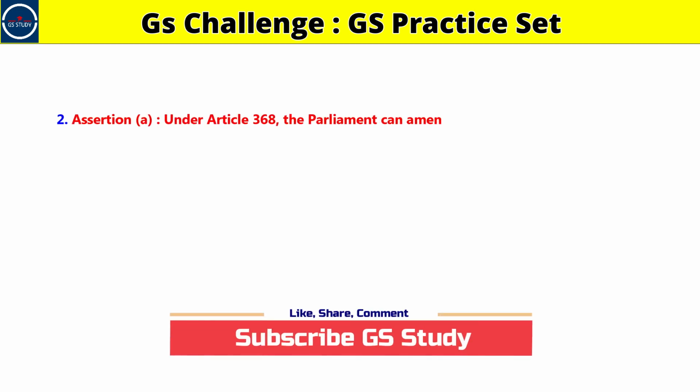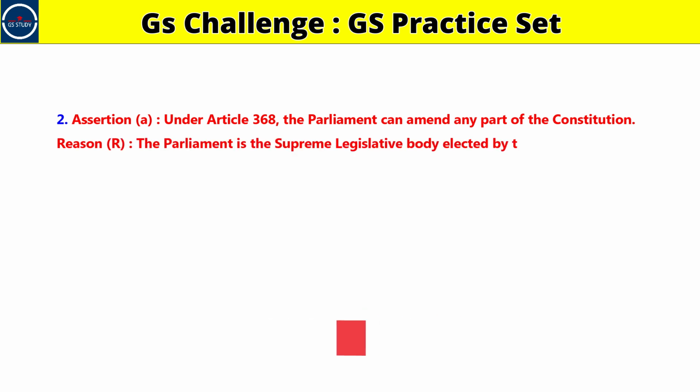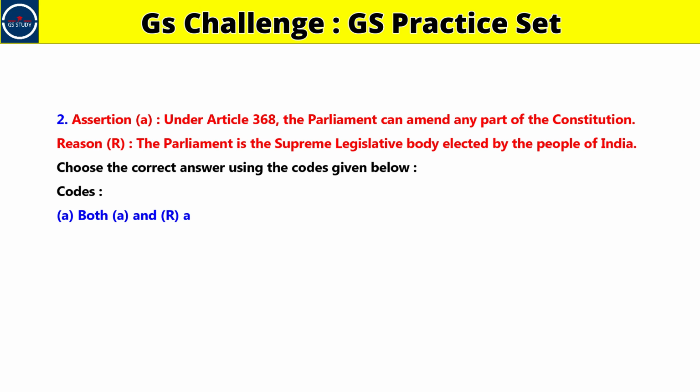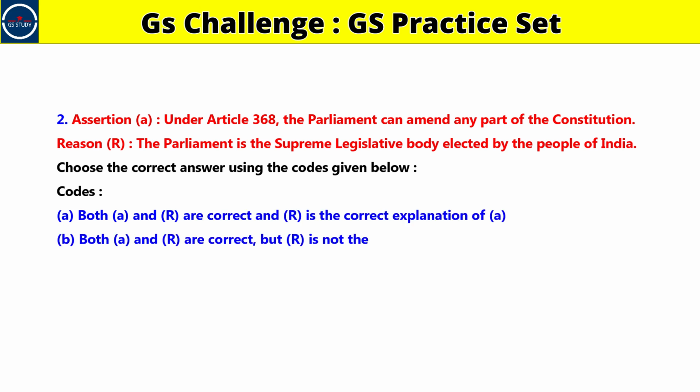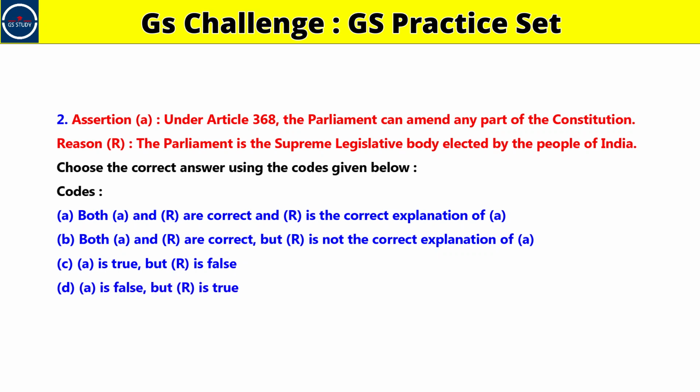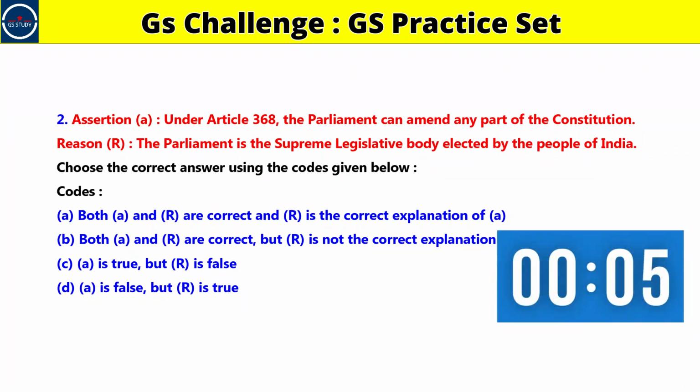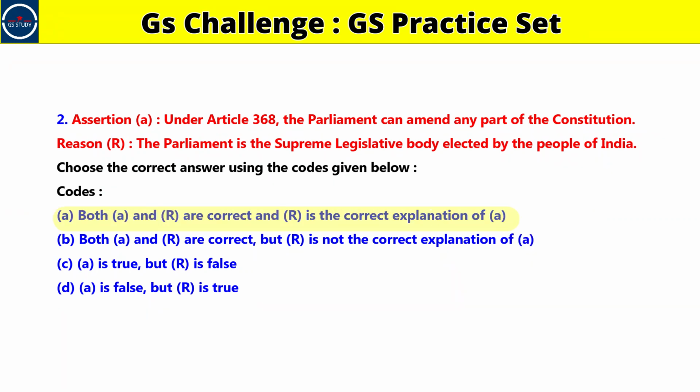2. Assertion (A): Under Article 368, the Parliament can amend any part of the Constitution. Reason (R): The Parliament is the supreme legislative body, elected by the people of India. Choose the correct answer using the codes given below. Codes: A. Both A and R are correct and R is the correct explanation of A. B. Both A and R are correct, but R is not the correct explanation of A. C. A is true, but R is false. D. A is false, but R is true. Correct answer: Both A and R are correct and R is the correct explanation of A.